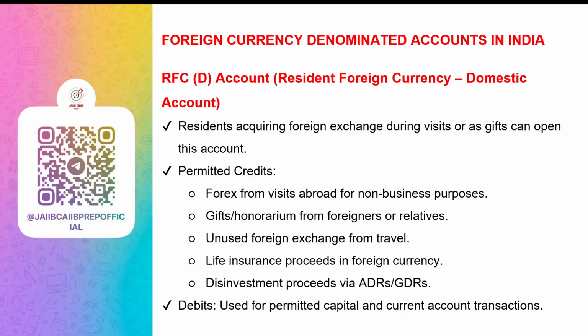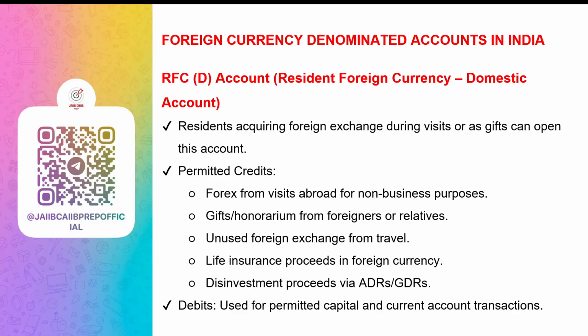RFCD account, resident foreign currency domestic account. This is another type of account for resident Indians to keep foreign currency in India. What are the permissible credits? So, suppose you have an RFCD account and you want to deposit foreign currency. So, you can deposit foreign currency into RFCD account if you got money in foreign currency while traveling abroad and the payment was not related to any business or work in India, or you have received honorarium or gift from a foreigner visiting India. For example, a tourist from the UK gave you $200 as a thank you.